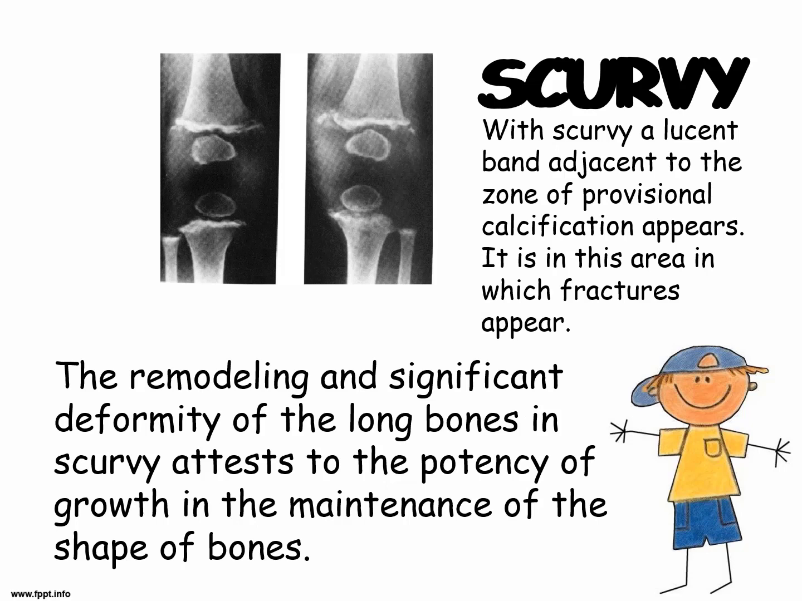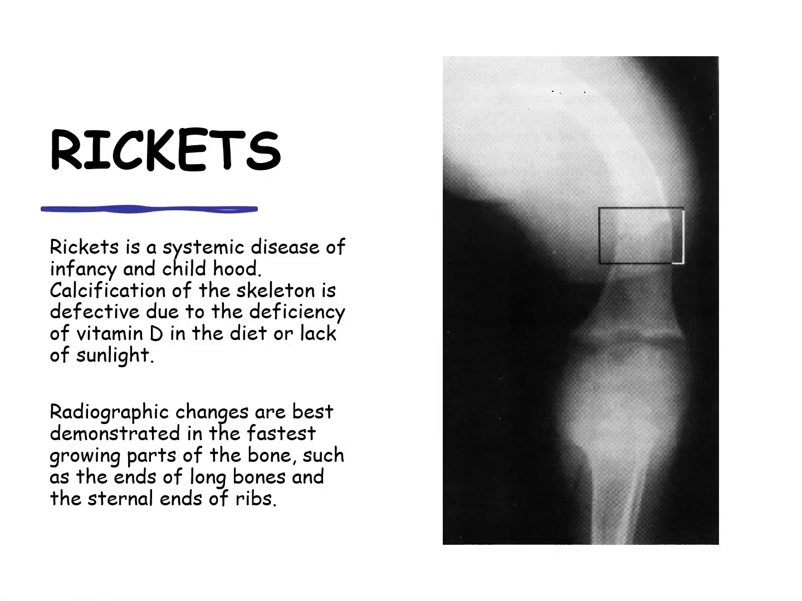Take a look at these long bones and at the epiphyseal joints. We see scurvy, and with scurvy there is a lucent band adjacent to the zone of provisional calcification, and it appears in the area in which fractures appear. The remodeling and significant deformity of the long bones in scurvy attest to the potency of the growth and the maintenance of the shape of the bones.